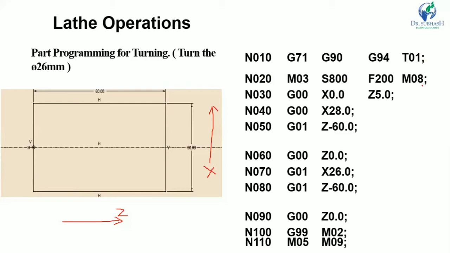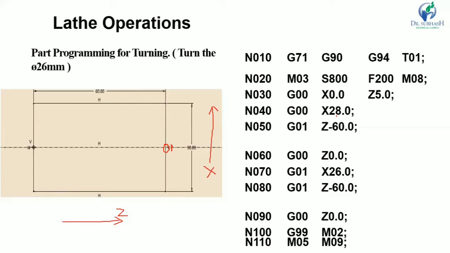Now initially G00, then X0, Z5. That means the tool is 5 mm from this point. Initially this point is the 00 point. So our tool will be here at 5 mm Z and X is 0. Now G00 X28.